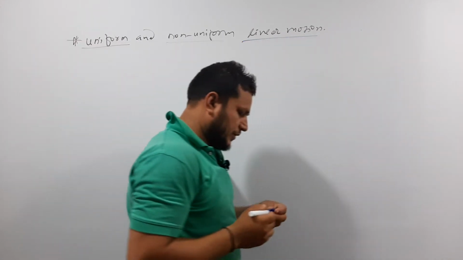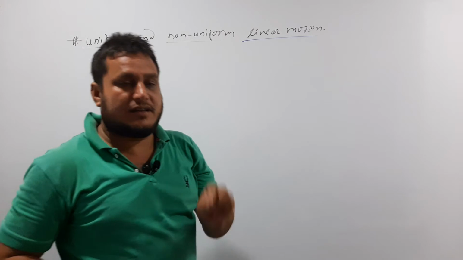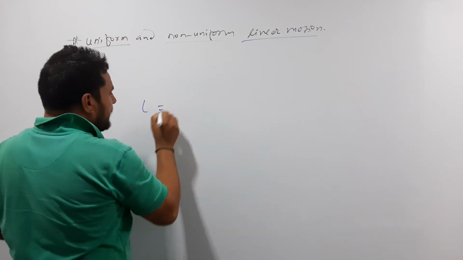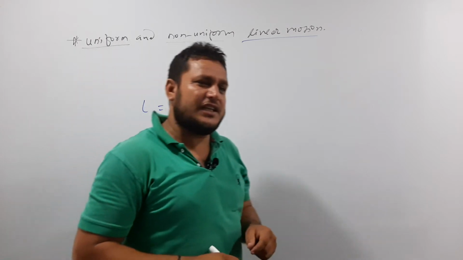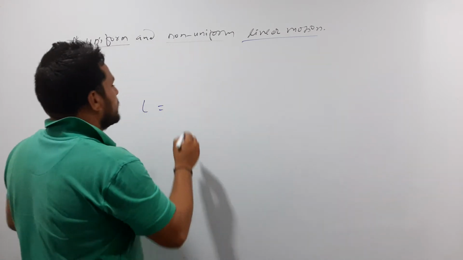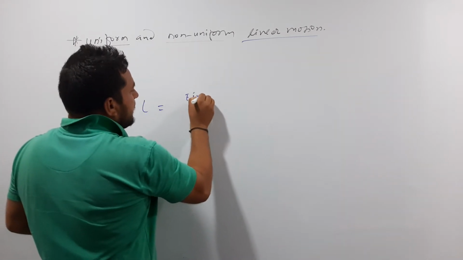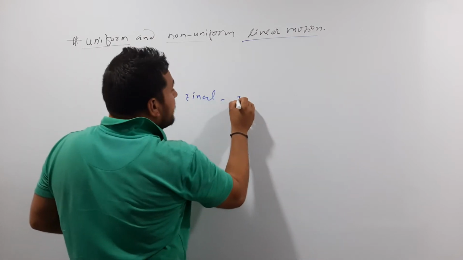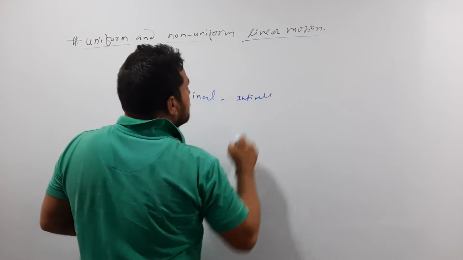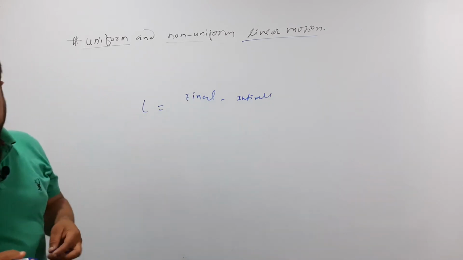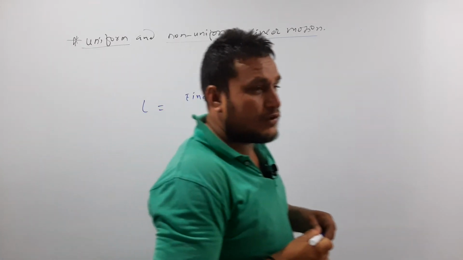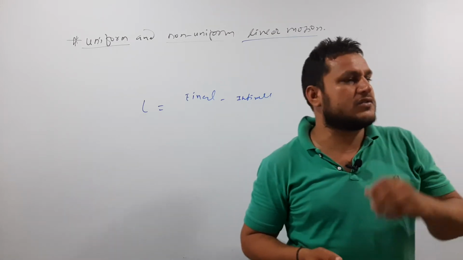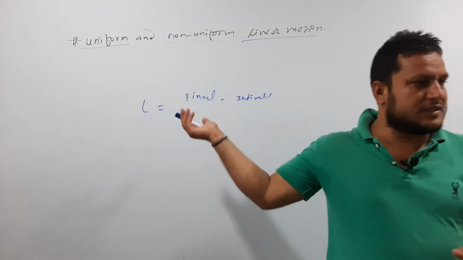Next, linear means what? In a straightforward way. So a very simple formula for finding the linear change. It may be linear displacement, linear velocity, linear momentum. Linear is equal to final minus initial. It's very simple. If you want to check the displacement of an object, or the velocity of an object, then definitely you use this formula, that is final minus initial.